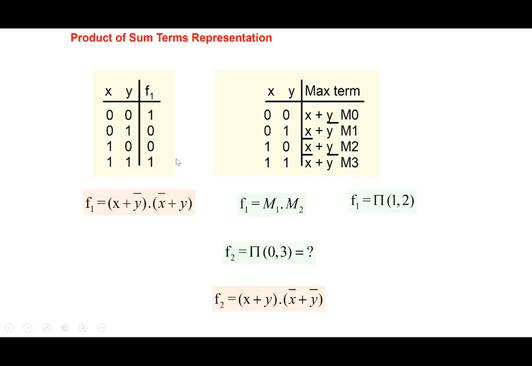For example, what does f2, product of 0 and 3, represent? Well, note that 0 is x plus y, and 3 is 1, 1, so 1, 1 represents x bar plus y bar here. So with practice, given a representation like this, you can easily convert it into a Boolean expression of this particular form here.